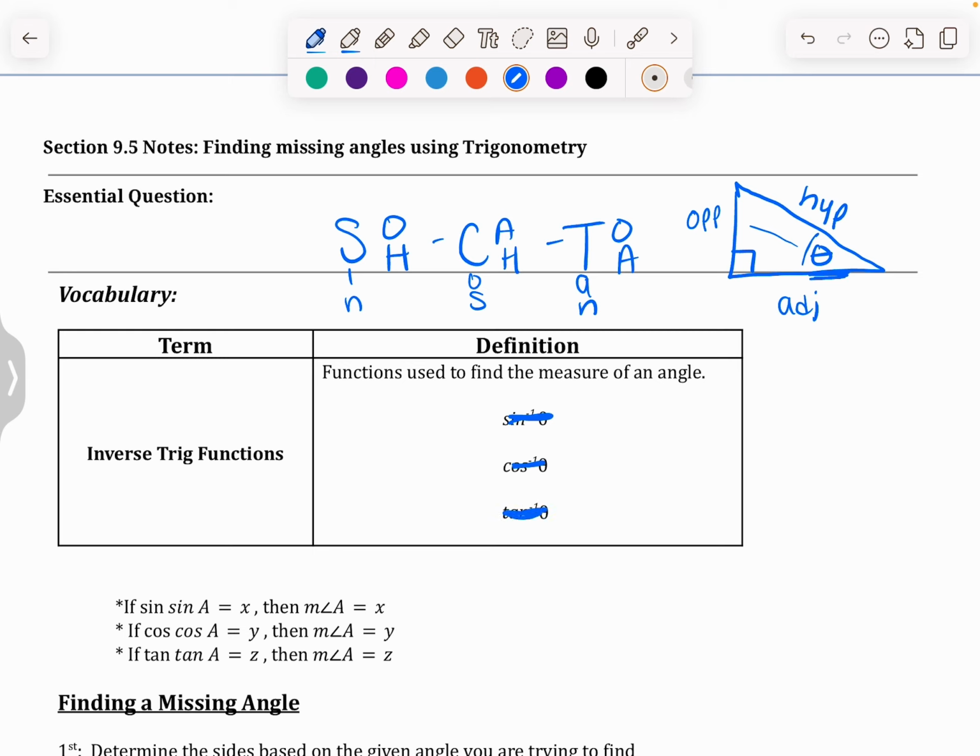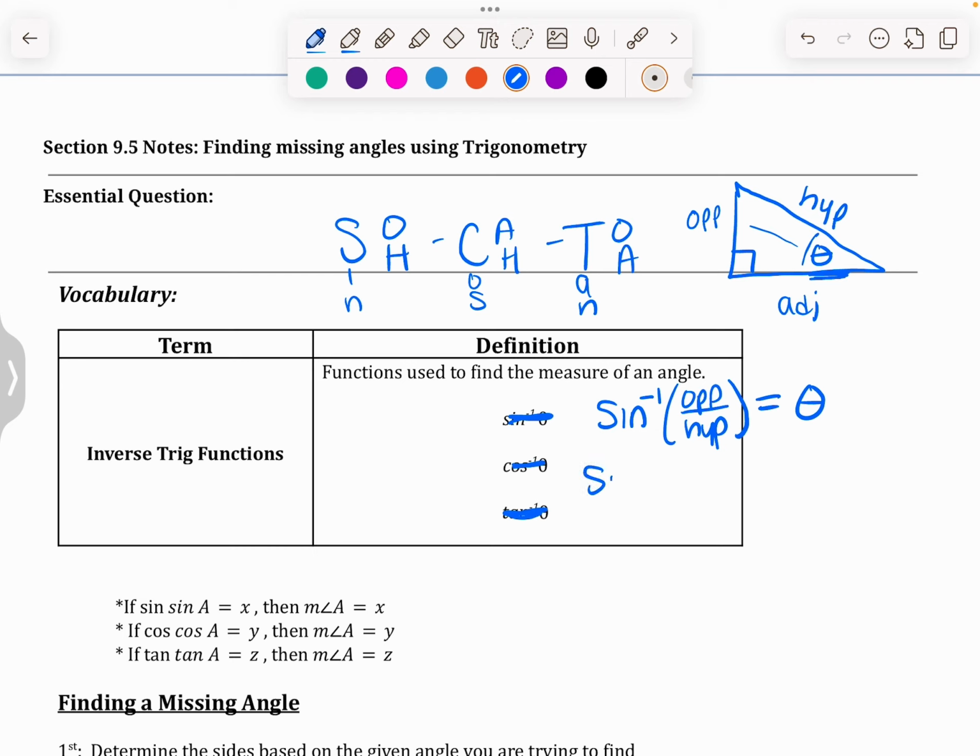So the inverse sine, so sine is opposite over hypotenuse. The inverse sine of the fraction opposite over hypotenuse will equal the angle. So if you know that the sine of the angle equals the opposite side over the hypotenuse, the inverse switches that. It switches the input and the output. So the inverse sine of the fraction will give you the angle measure.